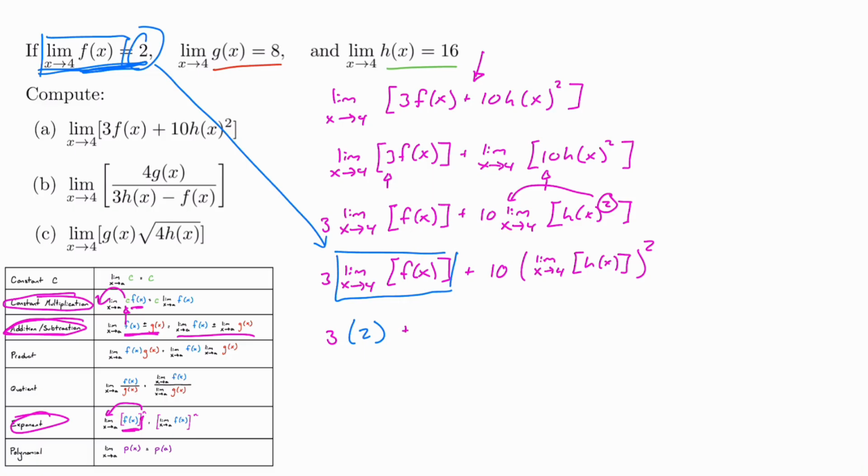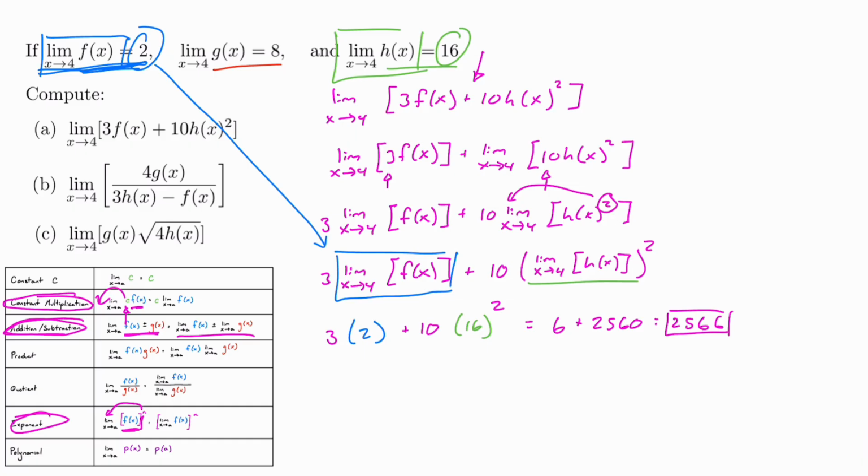And now we've got plus 10 times whatever we have on the inside, which is h of x, which looks just like this. We can plug in our 16 here. So this is going to be 16, and now we're going to square that. So now we can go ahead and solve. We get 3 times 2 is 6, plus 10 times 16 squared, which is 2,560, and we go ahead and add. We get 2,566 as our final answer.